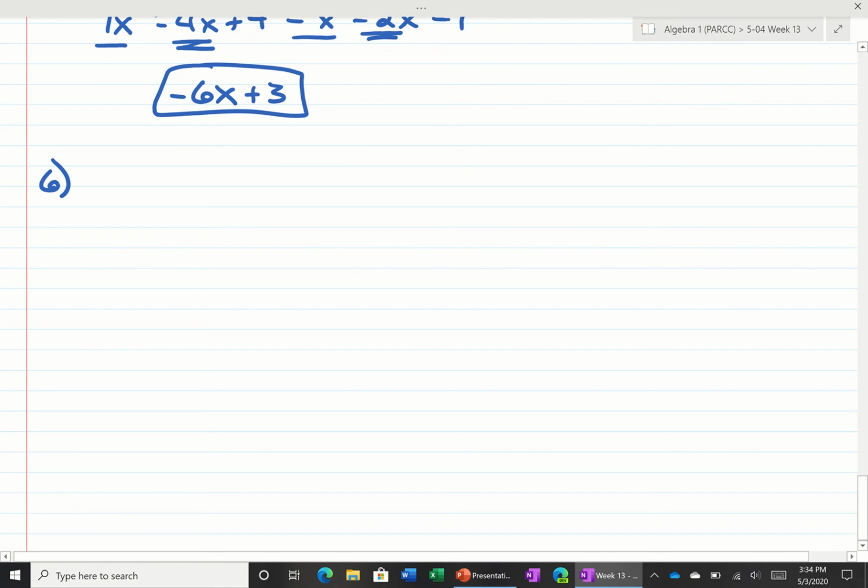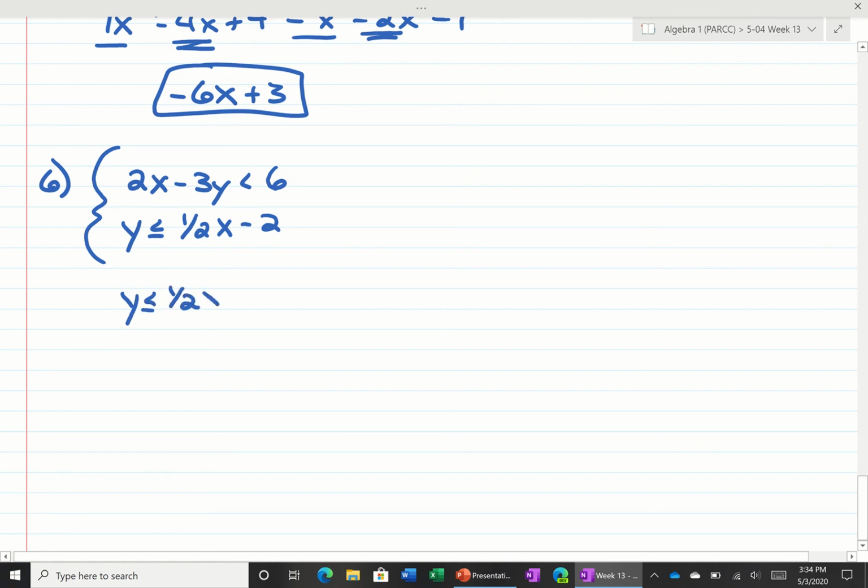Number 6, it's saying graph the solutions to the following sets of inequalities. All right, so we have an inequality 2x minus 3y is less than 6. We have another inequality, y is less than or equal to 1/2 x minus 3. Now in order to graph, we want to make sure it's in y equals mx plus b form. So this inequality is all set. I just want to rearrange this so it looks like it's in slope-intercept form.